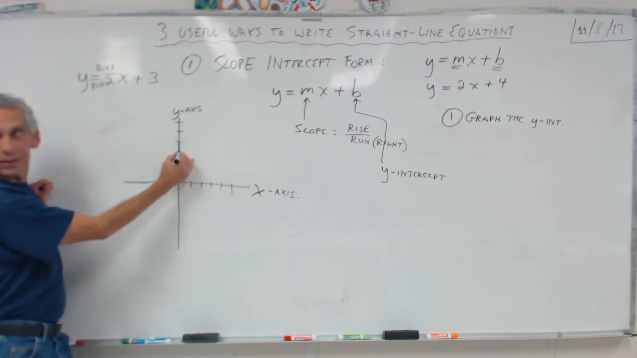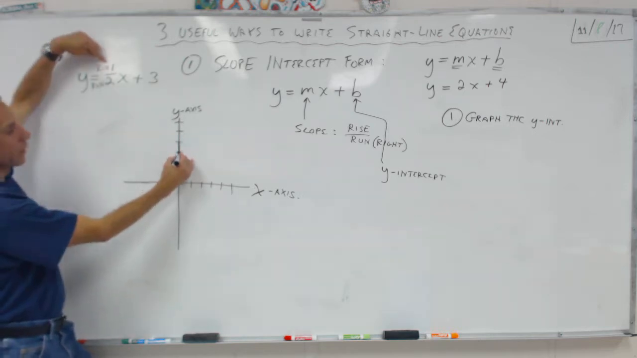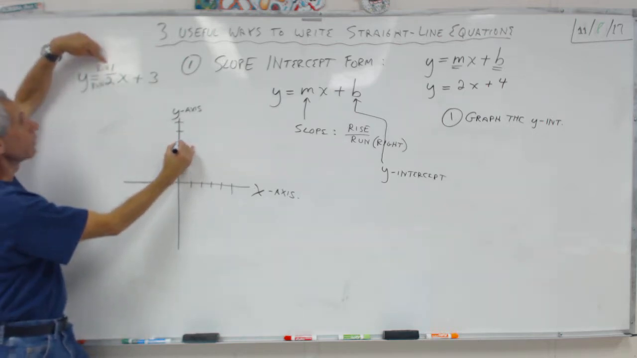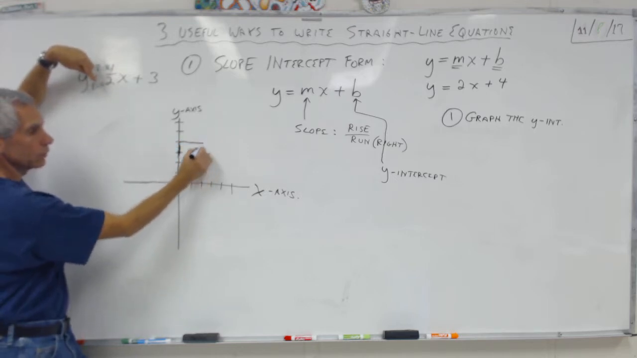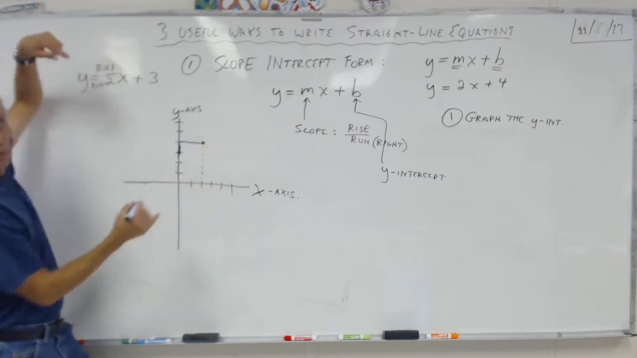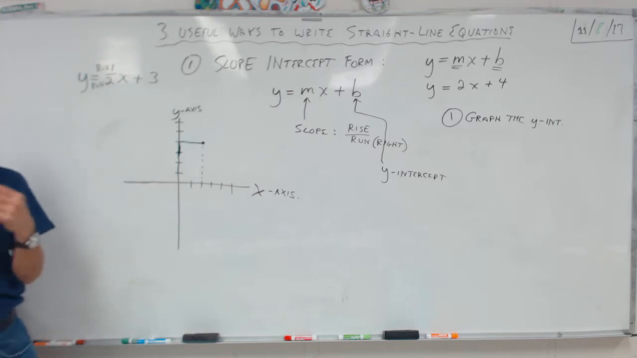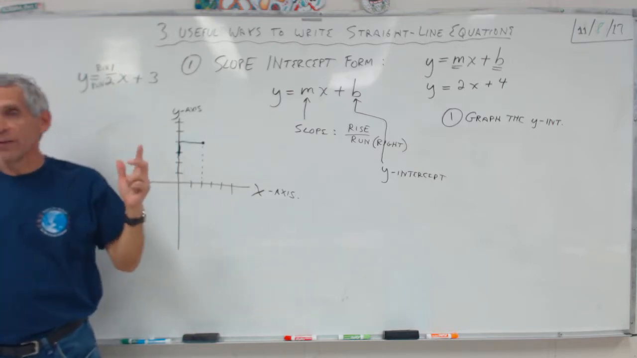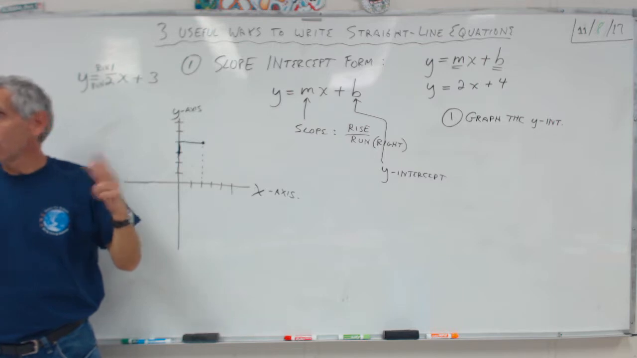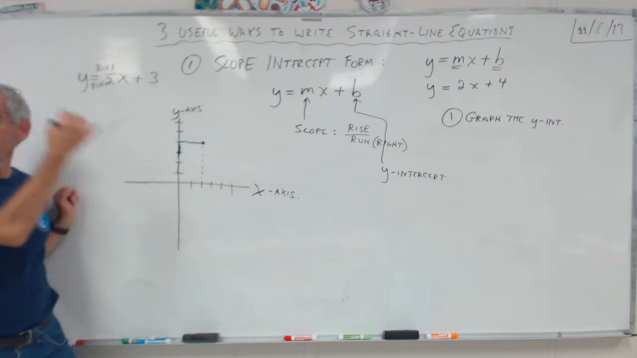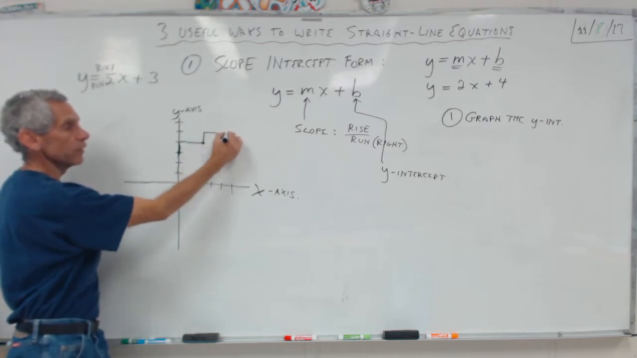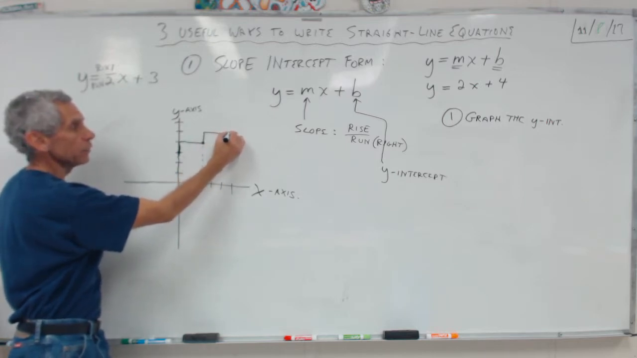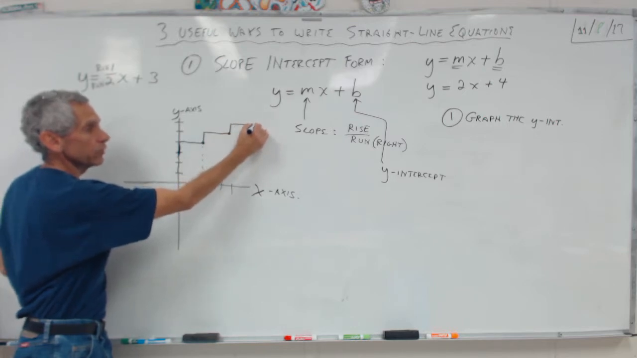So here we go. From 3, I'm going to rise 1, and I'm going to run 2. Now I run 1, run 2. See, there's my 2, and I put a dot there. Now, the beauty of the slope of a straight line is that no matter where you are on the line, that slope continues. So I could rise 1 and run 2 again. 1, 2. Put a dot. I'm going to rise 1, run 2. Put a dot.